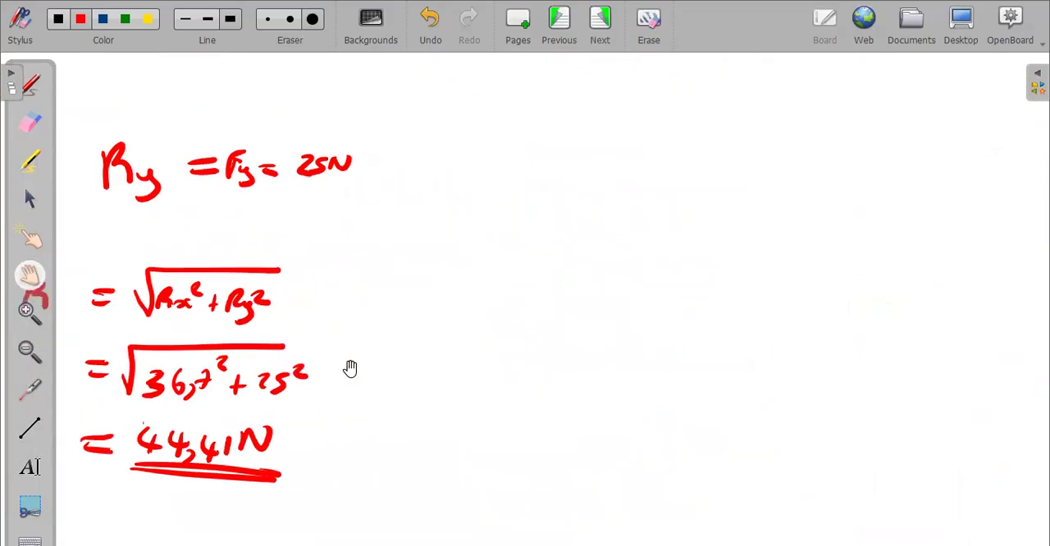In order to find the direction, we find it on the vector diagram, right? Or we can just use the vector diagram with the information that we have there. Okay, we have Rx and Ry, right? Which directions are they acting?